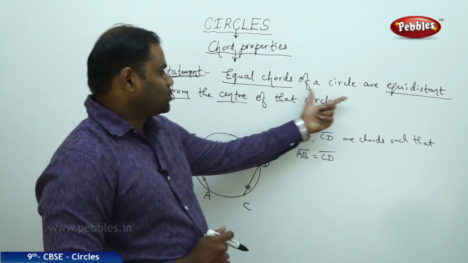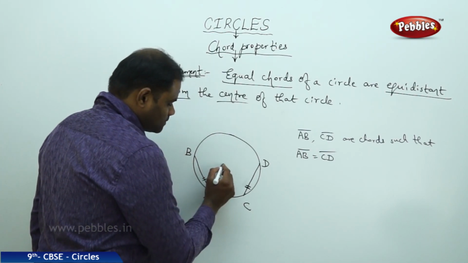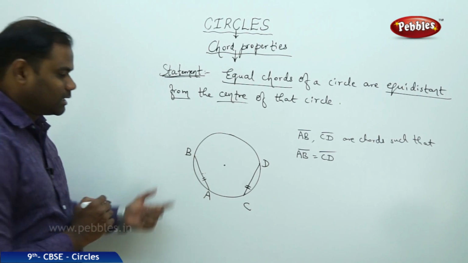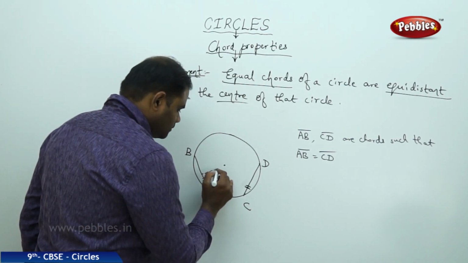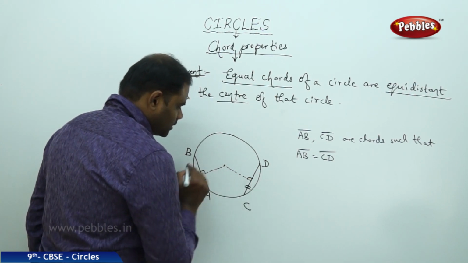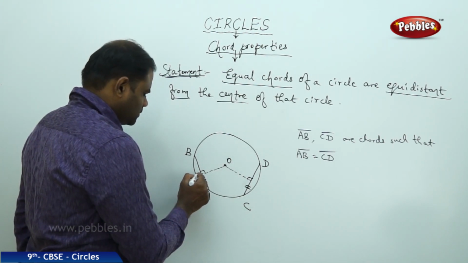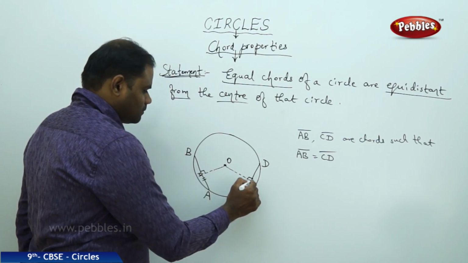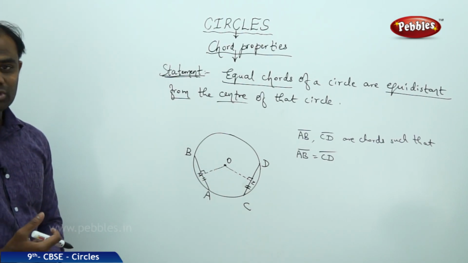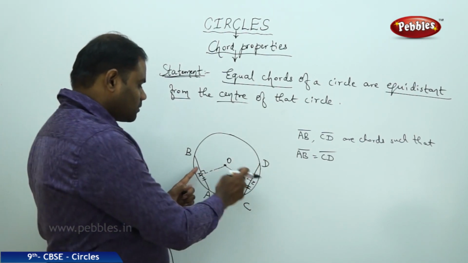Now we have to show that they are equidistant. So clearly the property says that if this is the center of the circle, then the distance from this point to the line is the perpendicular length. So here comes the perpendicular length from the center to M and N. So here I have OM and ON which are equidistant. So the property says that for this circle which has equal chords AB and CD, they are equidistant from the center.